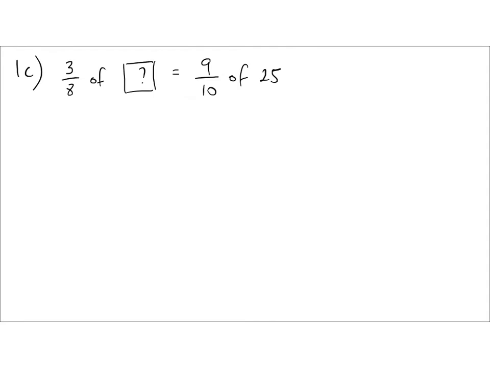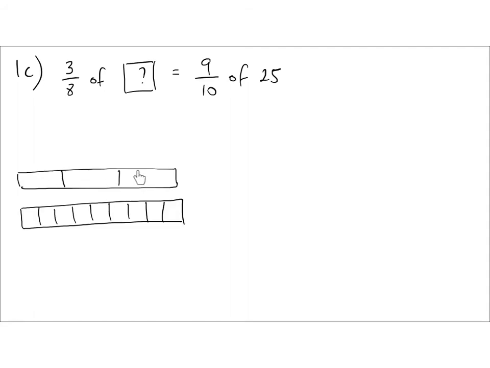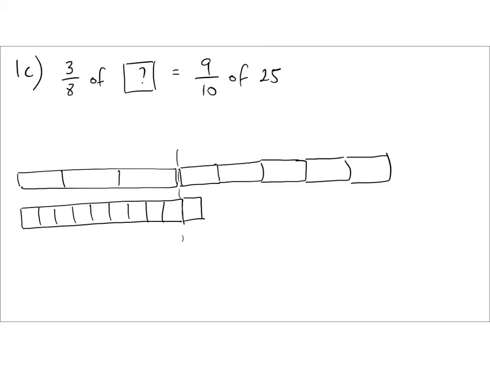On to part C, we need to find the question mark. So 3/8 of a number is equal to 9/10 of 25. So I've drawn 3 boxes here to represent that 3, and 9 underneath to represent that 9. And then I've put a dotted line here to remind me that they're equal to each other. And then I've drawn the remaining 5 boxes on here to represent 8, which is here, and one more box here to represent the 10, so there's 10 across there.